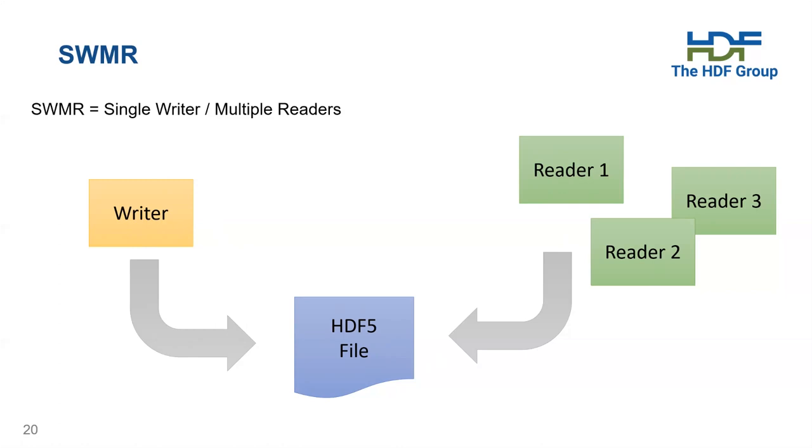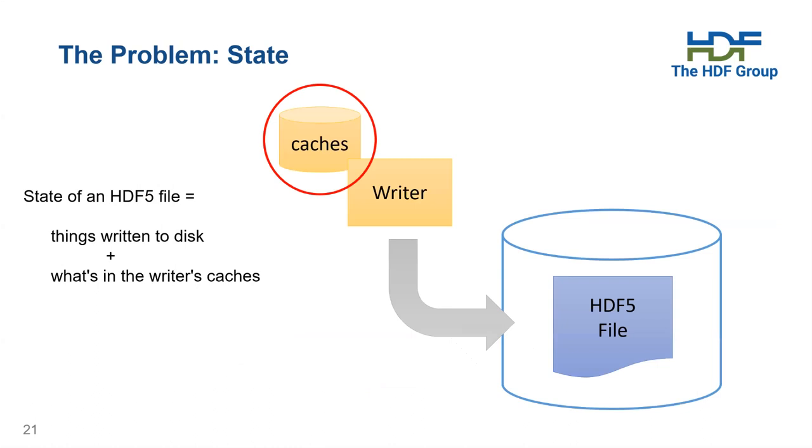And this is a problem for HDF5 because we have complicated internal structure. And so the problem that we have is state. When you have a writer, there are several caches inside the library, such as the metadata cache and the chunk cache and things like that. And the state is a combination of what has been written out to the disk and what is kept in memory for the writer.